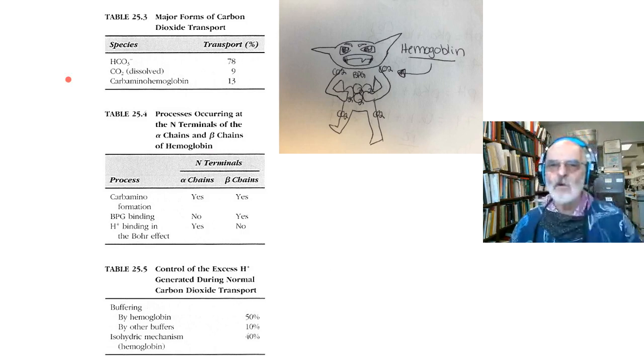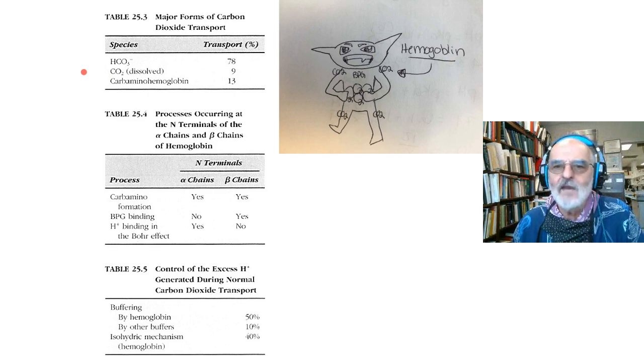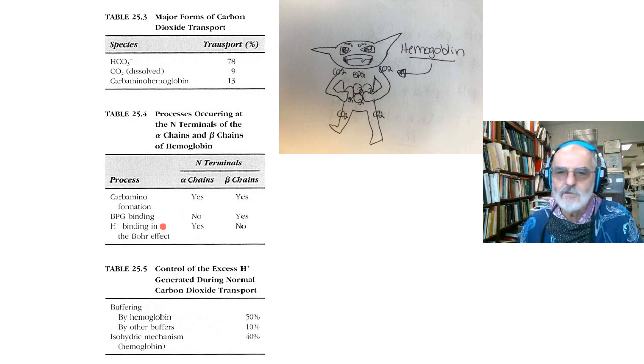There are 3 different ways that CO2 is transported. It's transported as bicarb. It's transported as soluble CO2. Remember, the CO2 normally is about 1.2 millimolar. And it's transported as carbaminohemoglobin. It's mostly bicarb, but these other forms contribute about 20%. These are the processes that can go on in hemoglobin. There's carbaminohemoglobin on all 4 chains, 2 alphas and 2 betas.